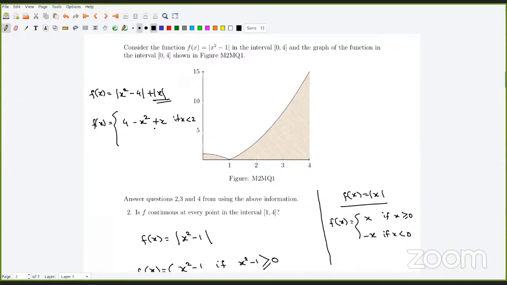But sir, if it is less than 0, then it will be minus x, no? Exactly. If it is less than 0, then there is some problem here. But in 0 to 4, x is always positive, so mod x and x are the same. Yes, sir. In this interval, mod x does not play any role. Exactly.